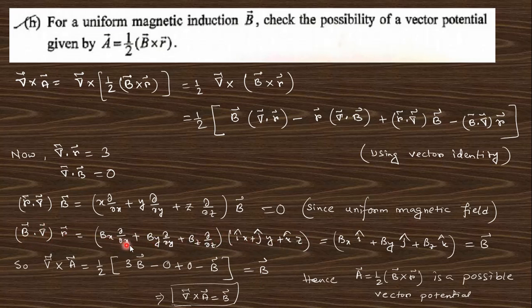So if you take the partial derivative with respect to x, you will get i cap only, from there you will get j cap, from there you will get k cap. So finally you will get this B vector. So the curl of A is nothing but this, that is the B vector, hence this is a possible vector potential. Since we obtain B, this is a possible vector potential.